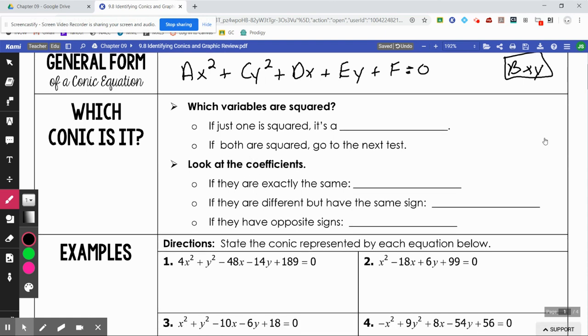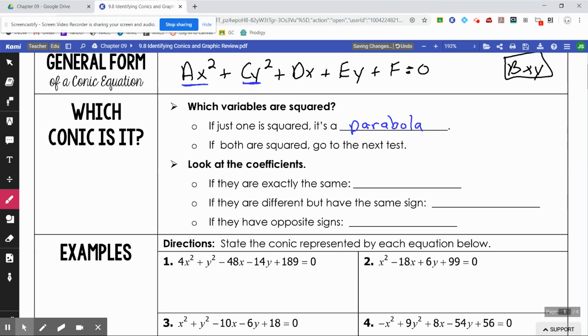You can actually identify what type of conic section you have based on the values just by simply looking at them. And here's all you have to do. First, look at your a and c terms. Which variables are squared? If just one is squared, either just an x squared or just a y squared, and the other one is just plain x or plain y, it's a parabola. And that should make sense from what we've done the past few lessons.